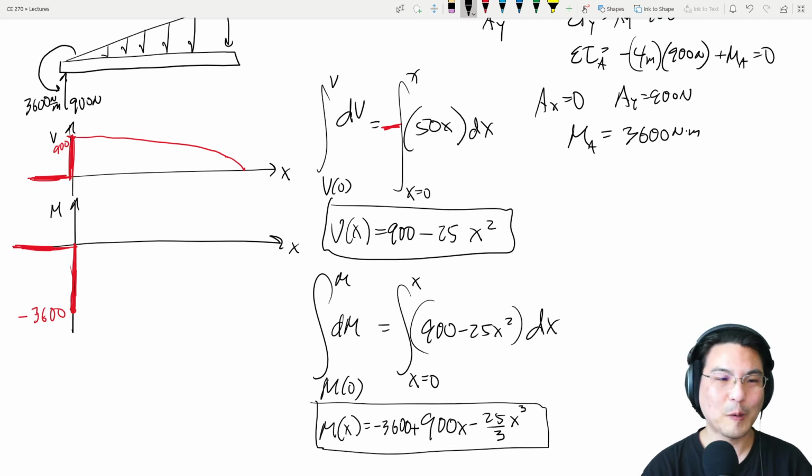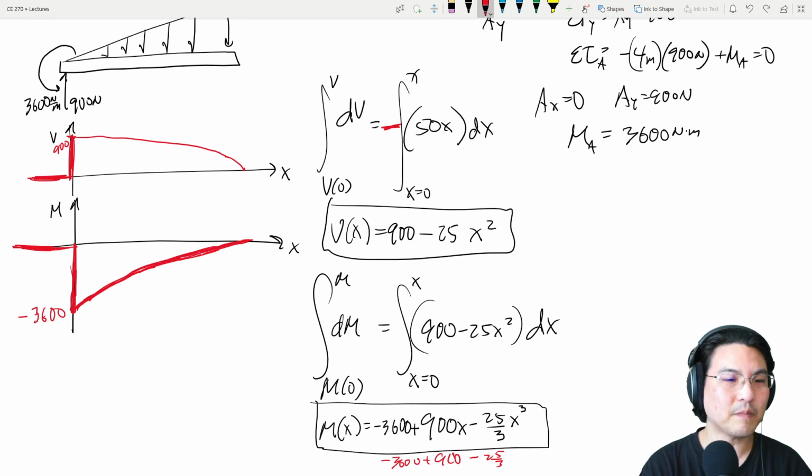Okay, and what does that look like? At x equal to 0, it's negative 3600. And then as you increase, let's say x equals 1: minus 3600 plus 900 minus 25 over 3. So it got larger, so it's on its way up this way. As you increase x, it continues to increase. And at x equal to 6, you plug that number in, and this whole thing becomes 0. So it's increasing and then reaches 0 over here at x equal to 6.